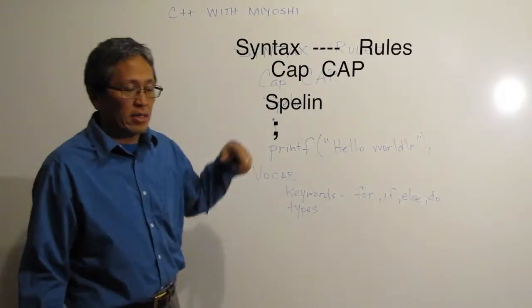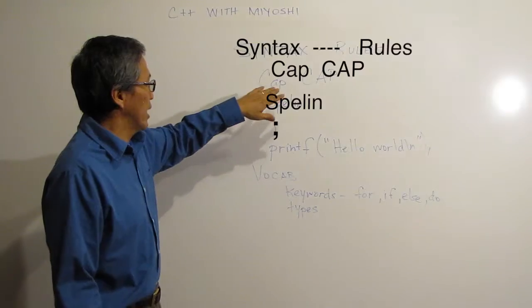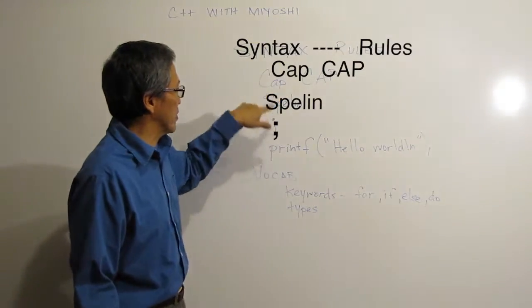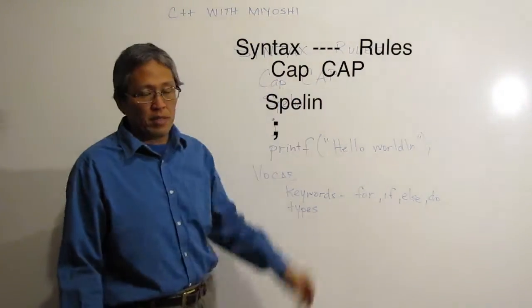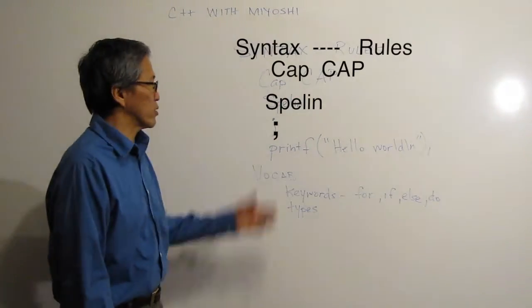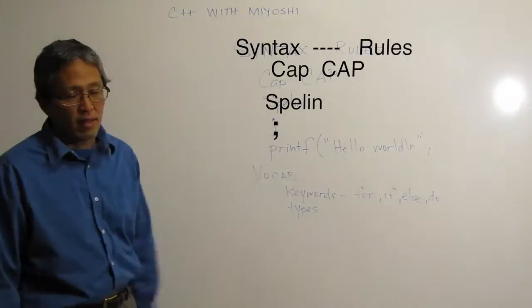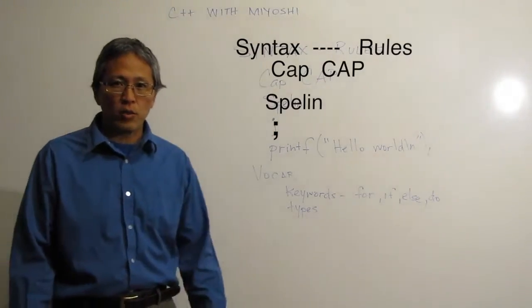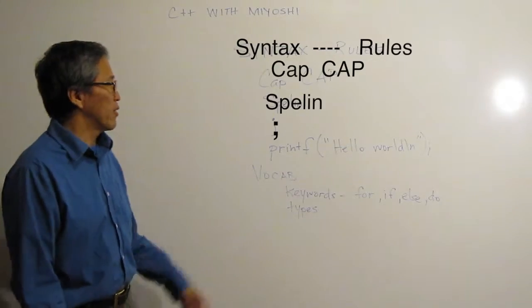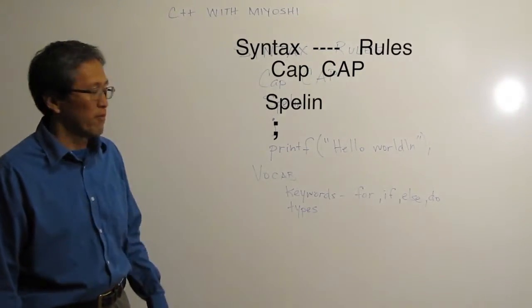Things like capitalization: in C++ and Java and many other languages, cap, C-A-P with a capital C, and all caps, C-A-P, are different words in C++, and so we have to be careful about capitalization. There's spelling. If you are a terrible speller, that's okay as long as you're consistent. There's a few words you have to spell correctly, but for the most part, just be consistent.